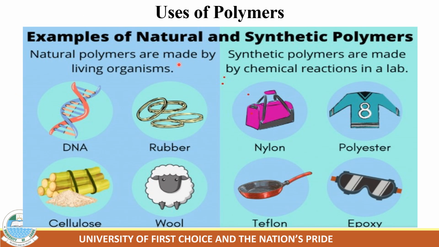Uses of polymers. Look at the diagram very well. All the polymers here are natural, whereas all the ones here are synthetic. Examples of natural polymers are DNA, rubber, cellulose, and wool. Whereas the synthetic ones are nylon, polyester, Teflon, and epoxy materials. All these are polymers, and these are their uses according to the diagram you see.